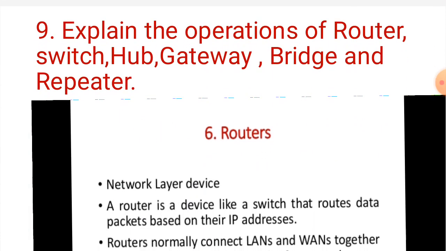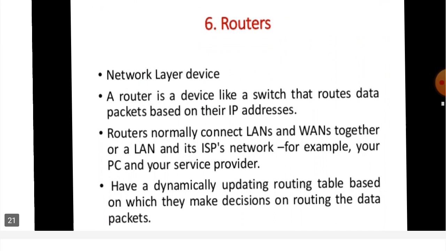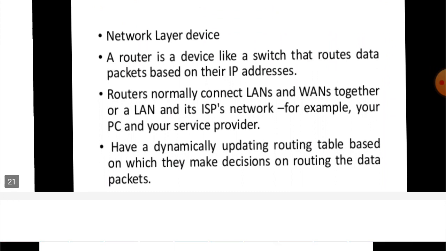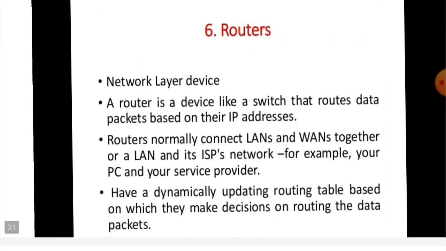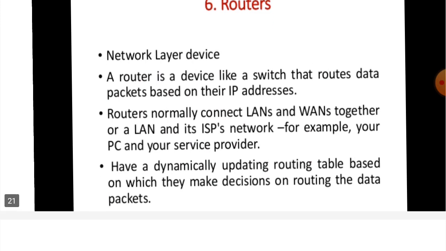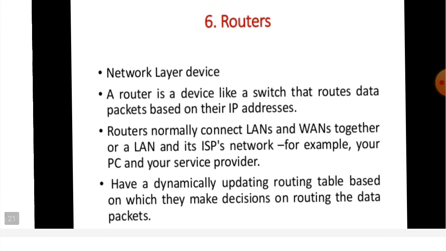Explain the operation of router, switch, hub, gateway, bridge and repeater. First one is router, a network layer device. A router is a device like a switch that routes data packets based on their IP addresses. Routers normally connect LANs and WANs together, or a LAN to its ISP's network.